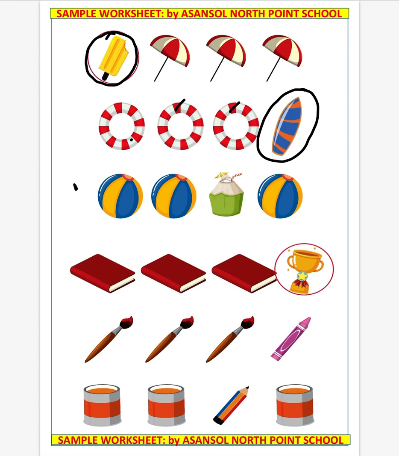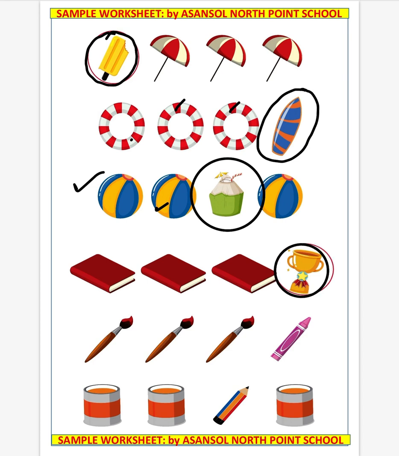This is a ball, the number 3 ball. This one is also a ball. This is a coconut water, another ball. So obviously it is clearly understood that this is different from the rest. So this is odd. Here this has been done. Okay. So books are there, 3 books and 1 trophy. So this is odd.